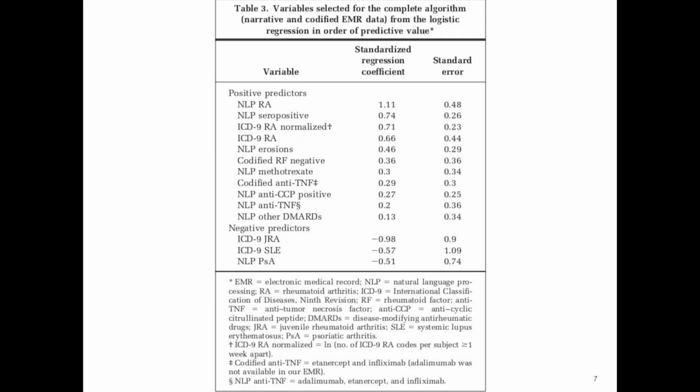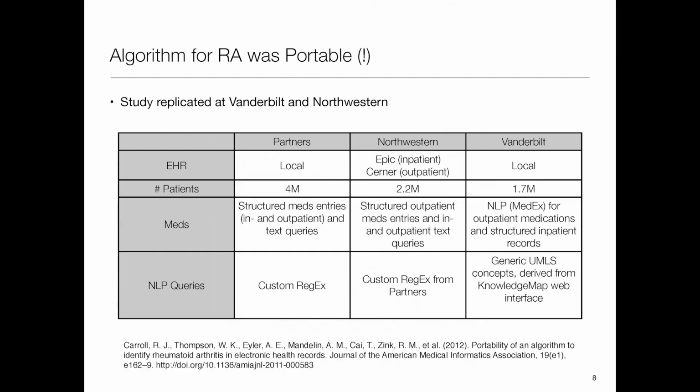But there are also codified things, like if you see that the rheumatoid factor in a lab test was negative, then that counts against, okay. And then various exclusions. So these were the things selected by our regularized logistic regression algorithm. I showed you the results before. So we were able to get a positive predictive value of about 0.94.